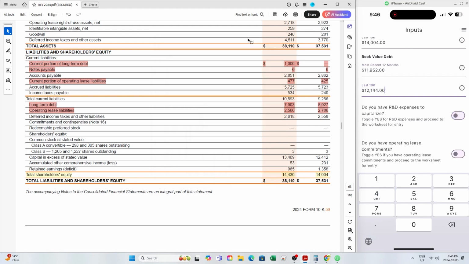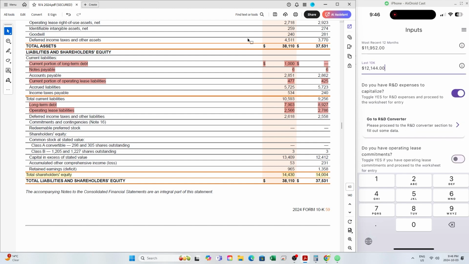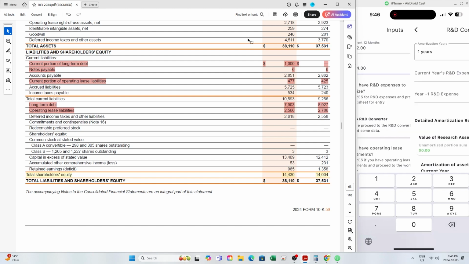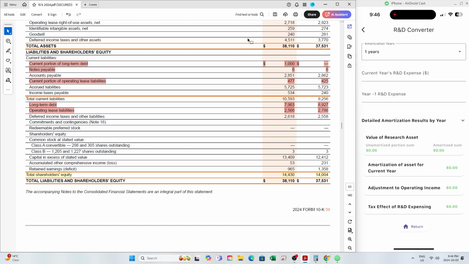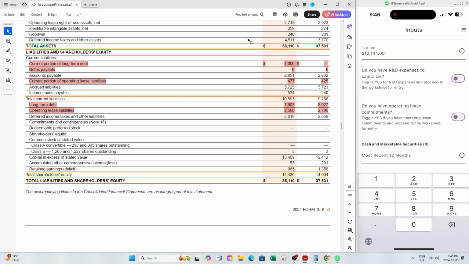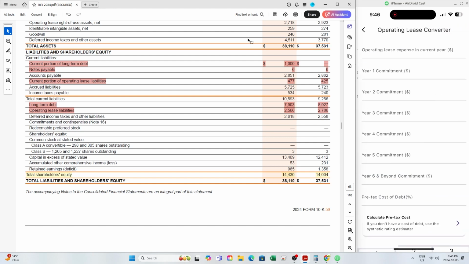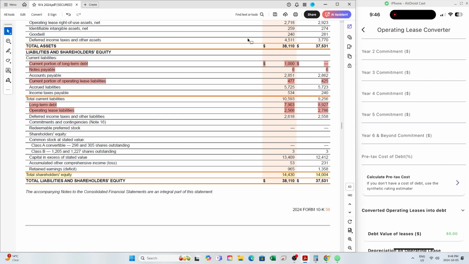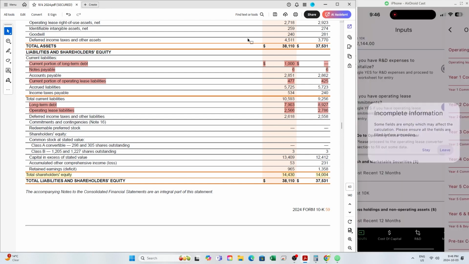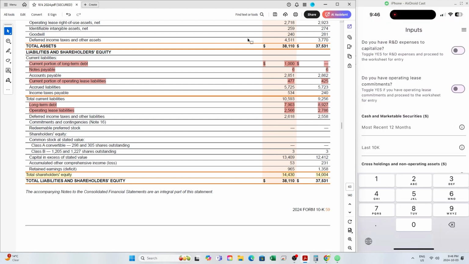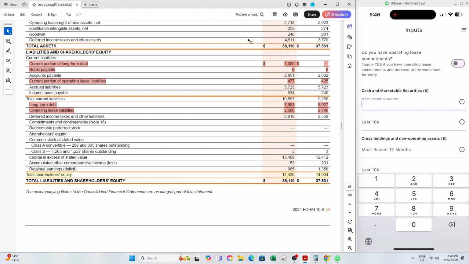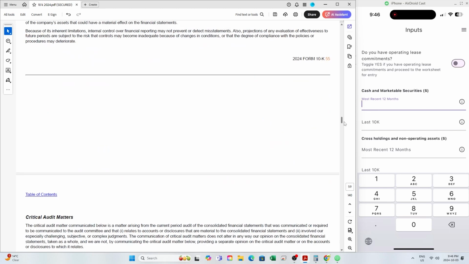Next item is research and development expense to capitalize, but in this case we don't have any R&D expenses, so we will leave it unchecked. Same with the operating lease commitments, but we have already counted the operating lease commitment in our long-term debt, so we are not double counting here. Leave it as it is.